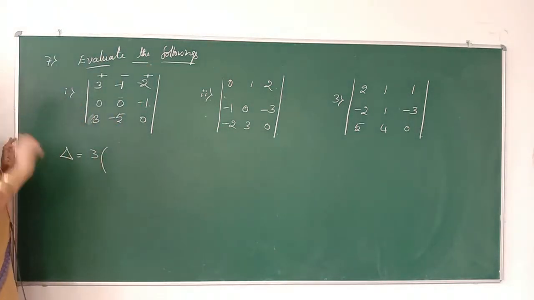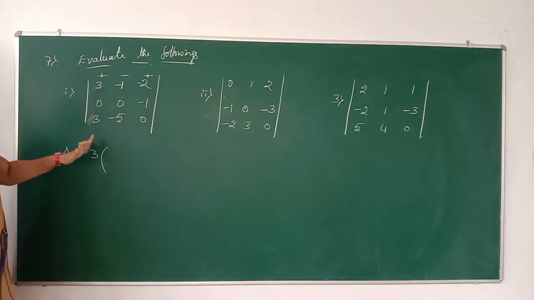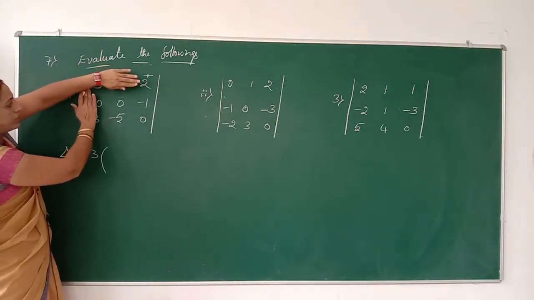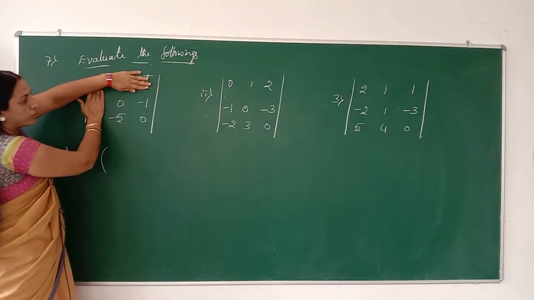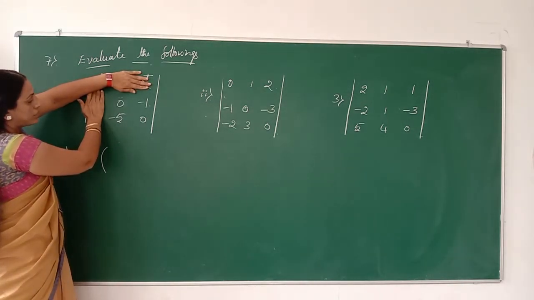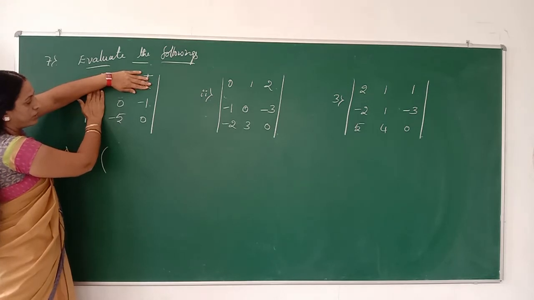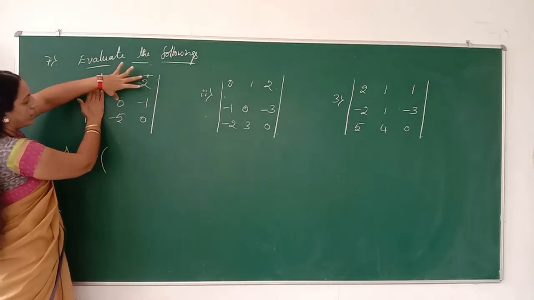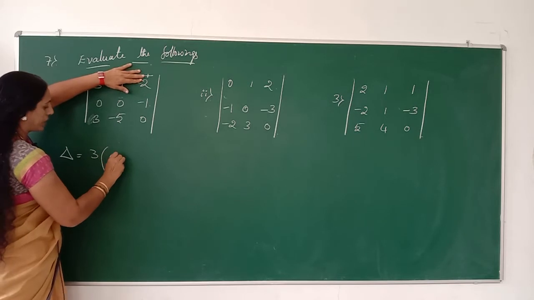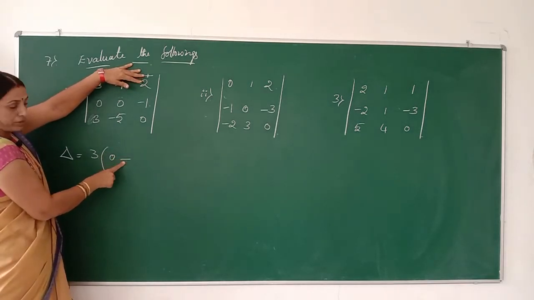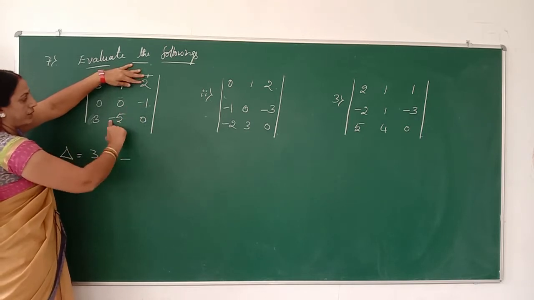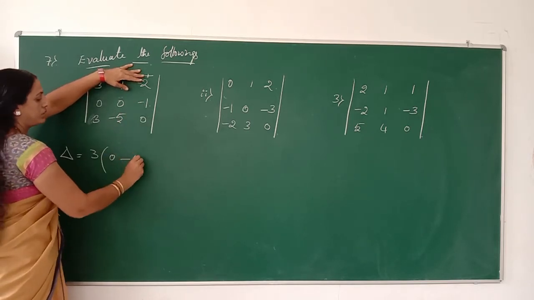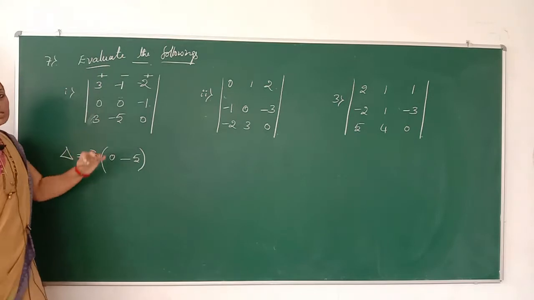Now 3 is an element of first row, first column. The remaining elements are in the form of 2 cross 2 determinants, which get simplified by using cross multiplication. Left diagonal is 0, minus the product of right diagonal. Minus into minus is plus, and 5 into 1 is 5.